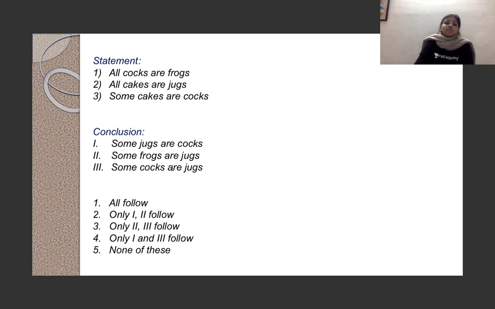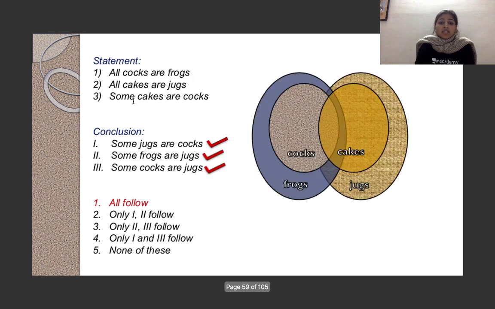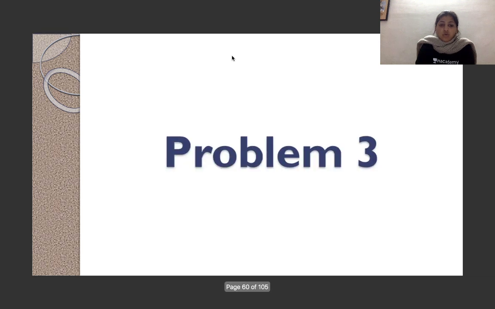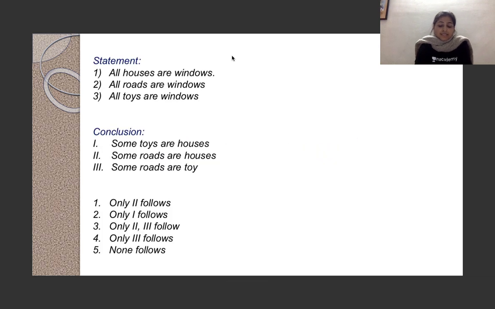1, okay. All cocks are frogs, all cakes are jugs, and some cakes are cocks. So this is how the diagram looks like. Some jugs are cocks, yes. Some frogs are jugs, yes. Some cocks are jugs, yes. So answer is option 1, all follows. Next.